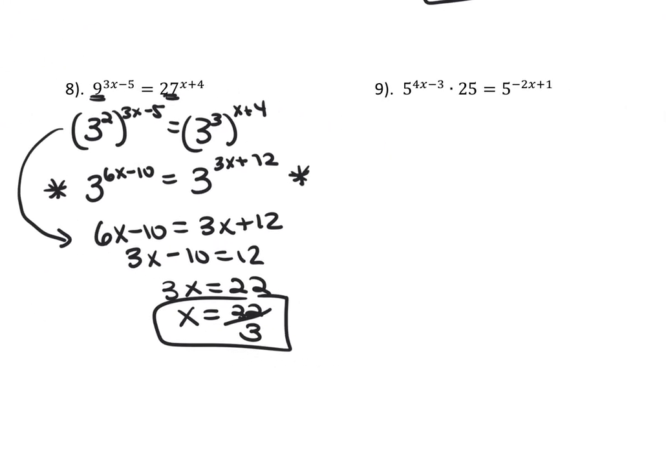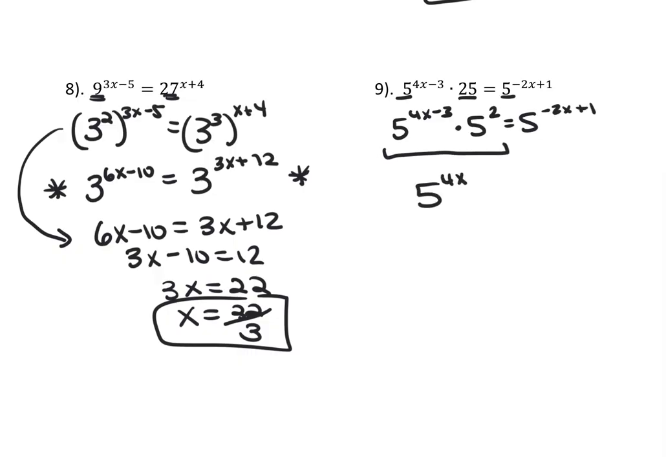And last but not least, number 5, kind of pulling it all together. I see base 5, base 25, and base 5. They all need to be the same, so we're going to go base 5. So that 25 we can of course rewrite as 5 squared. And then on the left-hand side, here's my product property where I need to keep my base and add my exponents, giving me 5 to the 4x minus 1. On the right side, we're good to go. So there's my like bases.